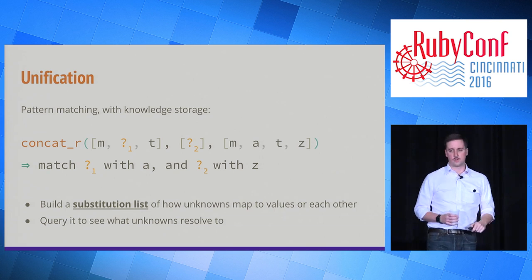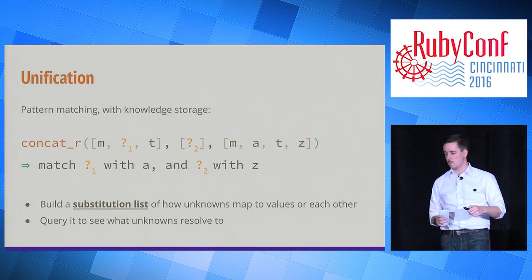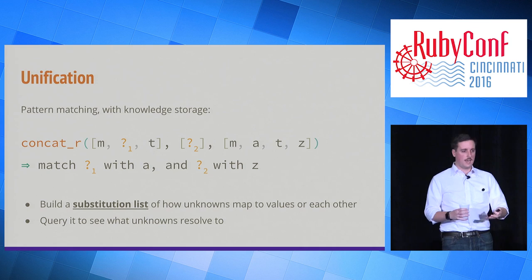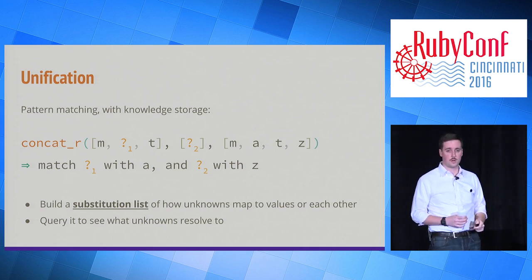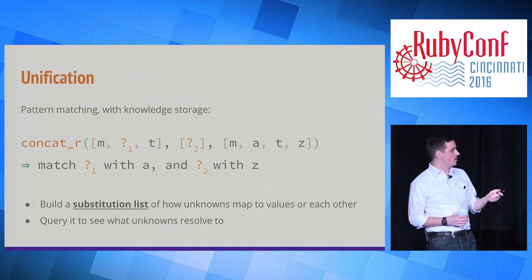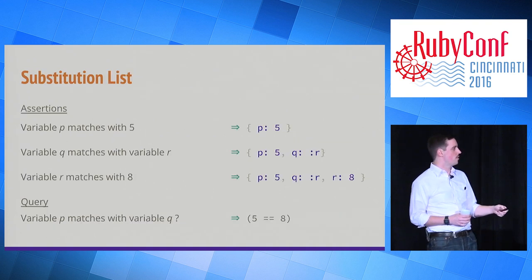And then we can query that store later on, either when we're adding new information or when we're trying to get an answer to our problem, to say, hey, what's going on? What do we know about these previously unknown values with the information that we put in? The substitution list is how that knowledge is stored, and it's pretty straightforward.